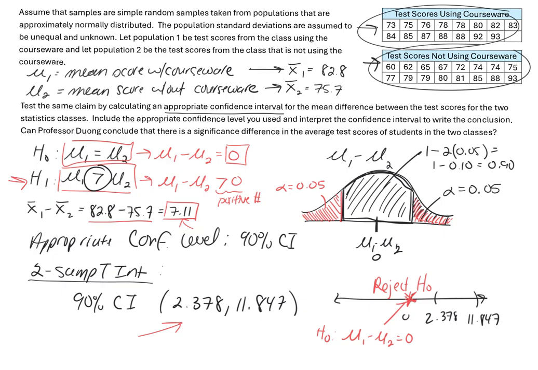So you would write out the conclusion the same way. You would make a statement such as, we are 90% confident that the true mean difference between the two population mean test scores is between 2.378 and 11.847. Since the confidence interval does not contain 0, we reject the null hypothesis and conclude that the data supports the original claim that the mean test score for those who use the courseware is higher than the mean test score for those who do not use the courseware.